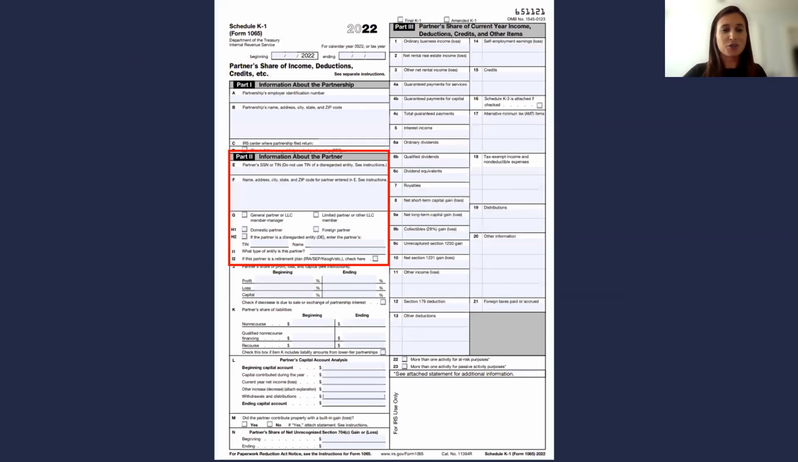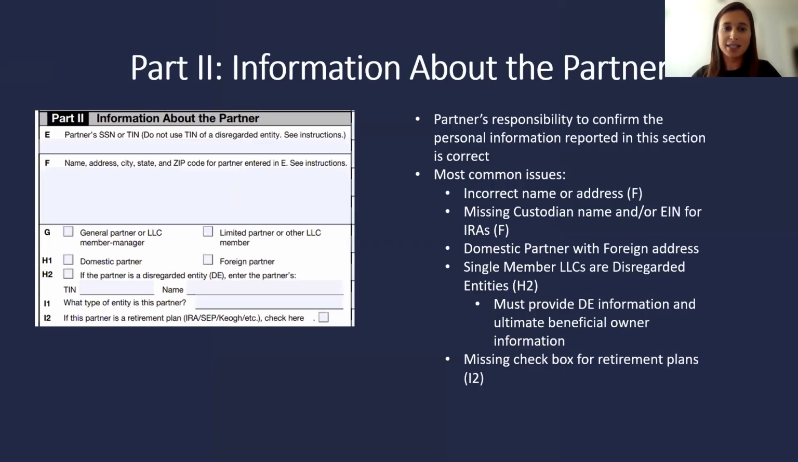Next would be part two, just the upper section is what we'll go through first. That's the information about the partner. So I can't stress this enough. It is the partner's responsibility to confirm the personal information reported in this section is correct. So I said we sent out a notification to all of our investors back in November to verify the information in our system is correct, but the data can change hands a lot of times between exporting it from our system, exporting it into Excel, then cleaning up the format to put it into the tax CPA's necessary format needed to update into their system.